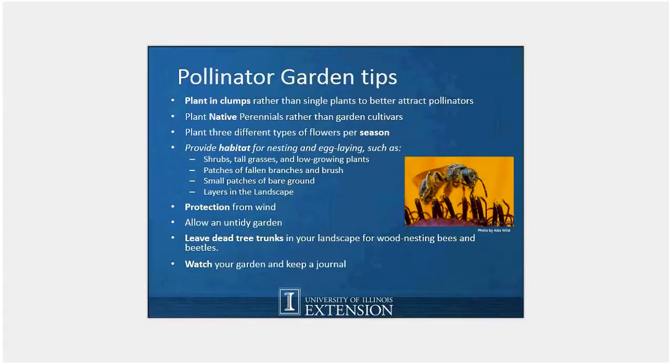and you want to have different types to give the different pollinators options of different plants to go to. You also want to make sure you provide habitat for nesting and egg laying, so stuff like shrubs, tall grasses, low-growing plants, brush piles, places for them to hang out at night, as well as lay their eggs and raise their young. Small patches of bare ground are good for our ground nesting native bees. There's quite a few of those. About 70% of our native bees are ground nesting.